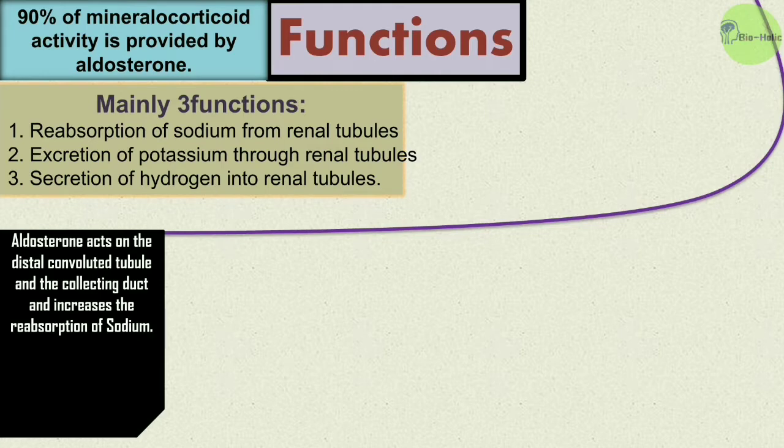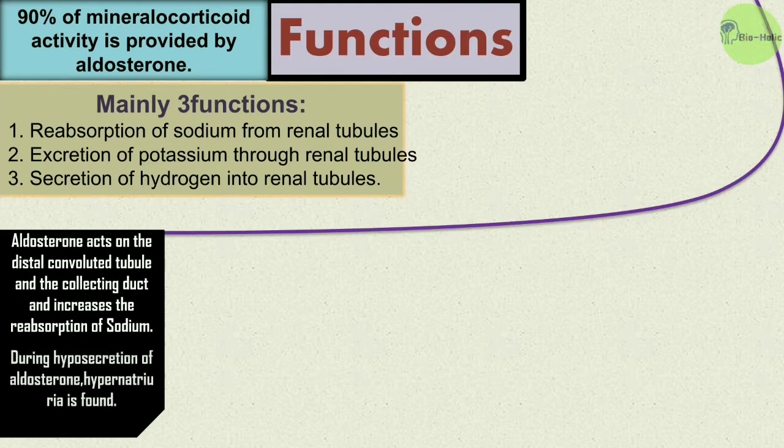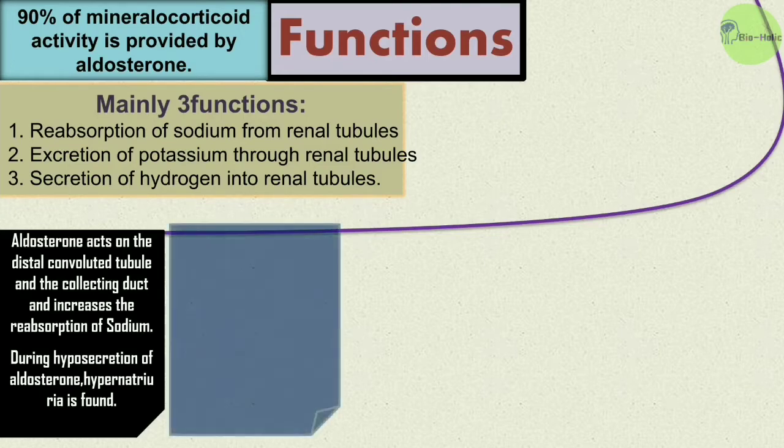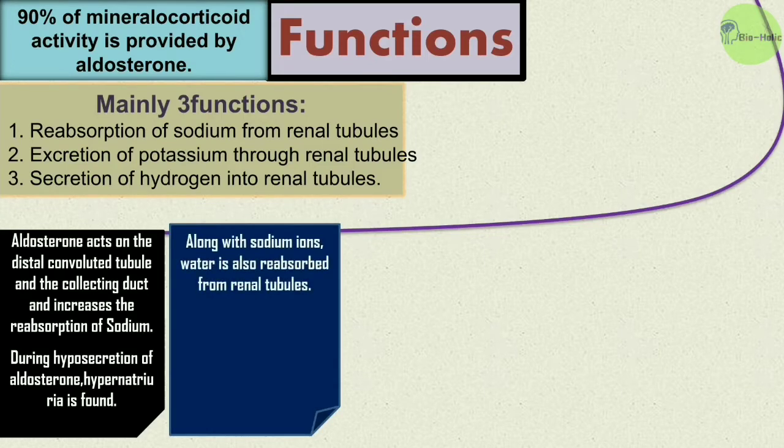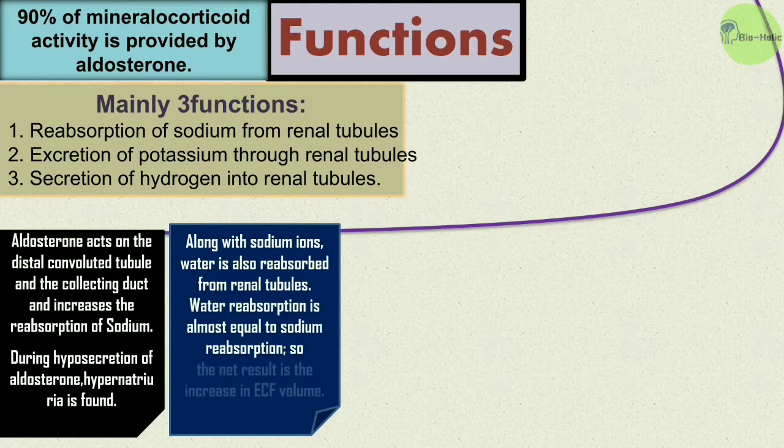Aldosterone acts on the distal convoluted tubule and the collecting duct and increases the reabsorption of sodium. During hyposecretion of aldosterone, hypernatriuria is found. Secondly, along with sodium ions, water is also reabsorbed from renal tubules by the action of aldosterone. Water reabsorption is almost equal to sodium reabsorption. So, the net result is the increase in ECF volume.